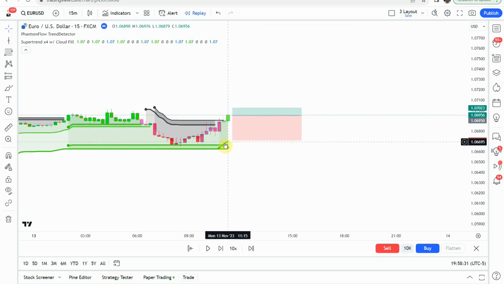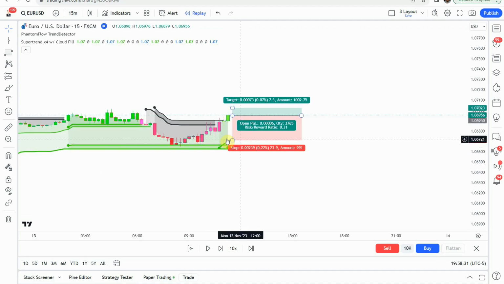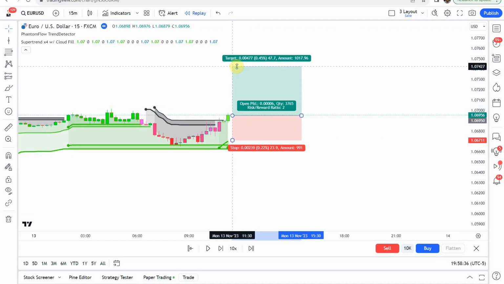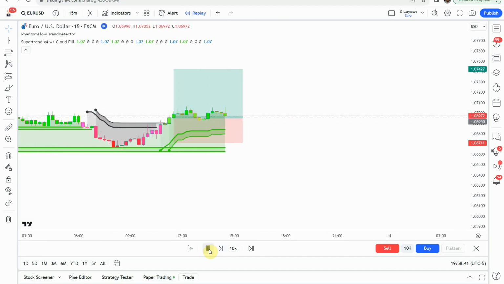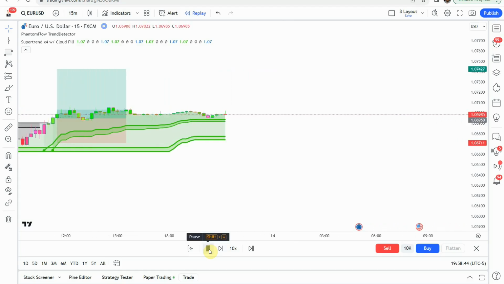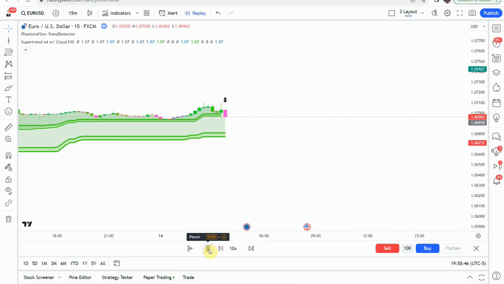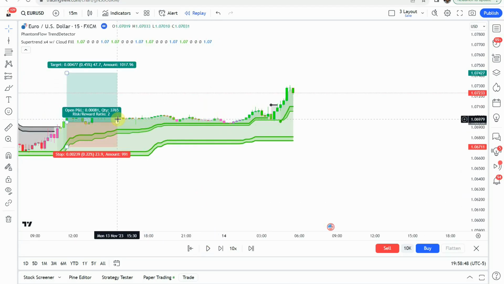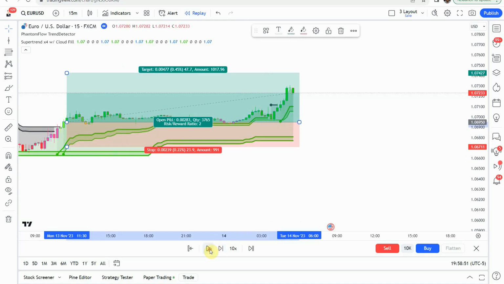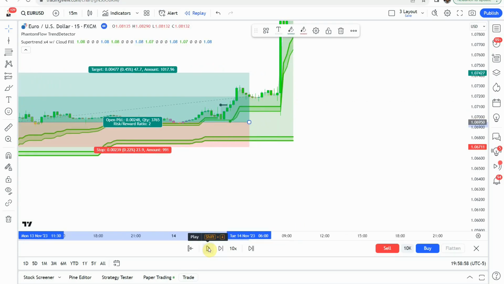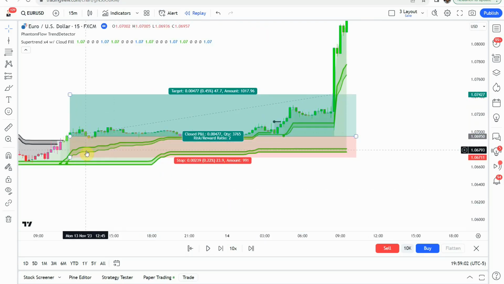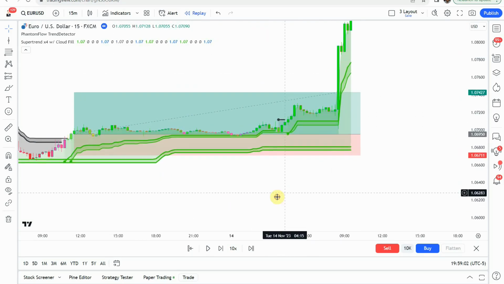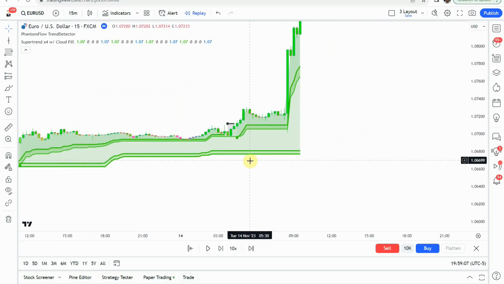We're going to put our stop right at the nearest Super Trend line, and we are then going to target a 1 to 2 risk reward like so. Let's go ahead and play this forward and see what we get out of this. All right, so you can see there that we get some consolidation and then finally a nice spike to the upside, which got us to our take profit.